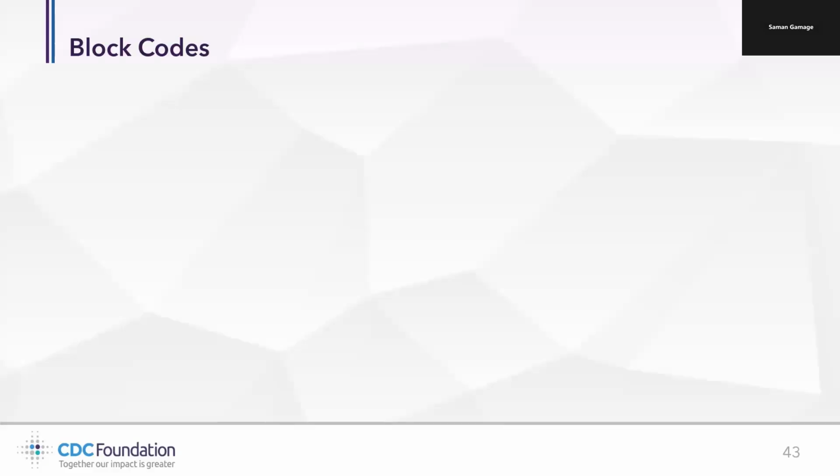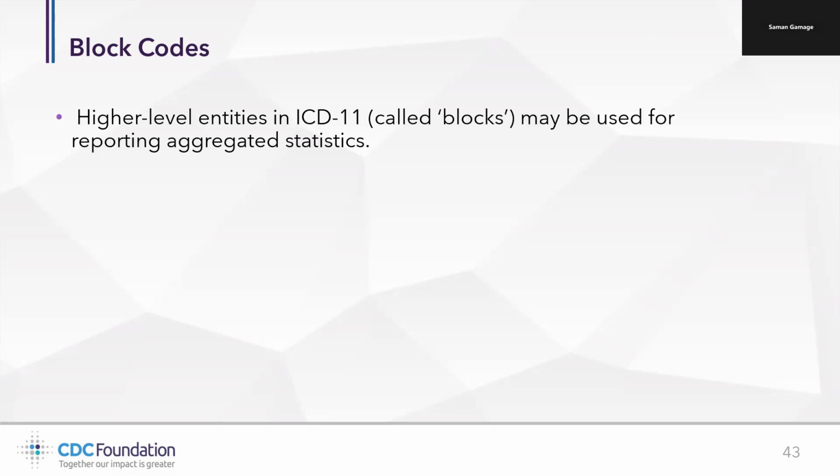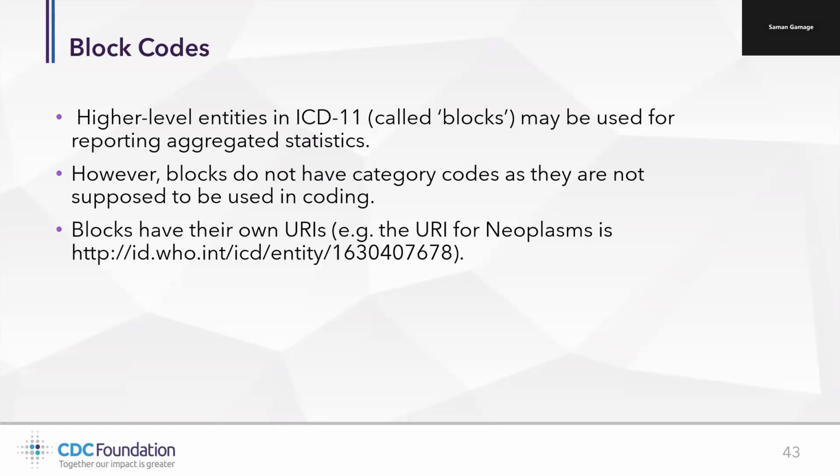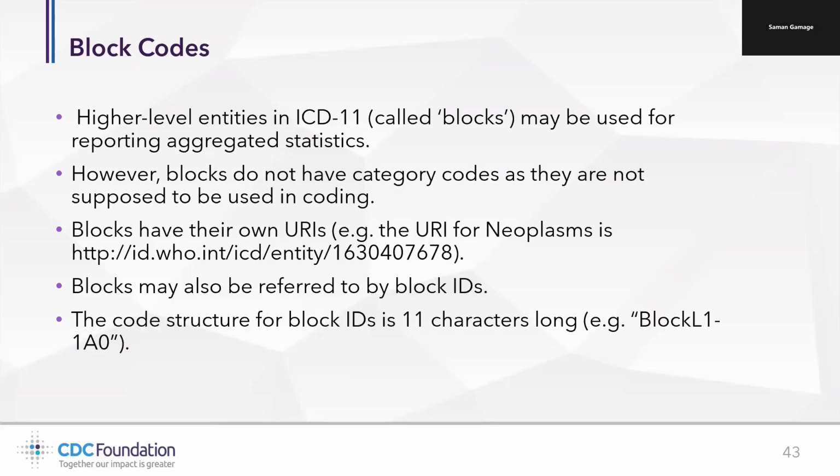Another concept is block codes. Block codes are high-level entities in ICD-11 called blocks, which may be used for reporting aggregated statistics. However, blocks do not have category codes as they are not supposed to be used in coding. Blocks have their own URIs. Blocks may also be referred to by block IDs. The code structure for a block ID is 11 characters long.